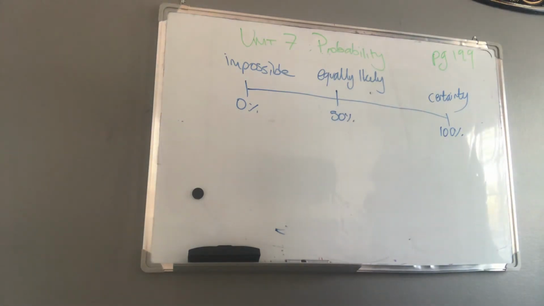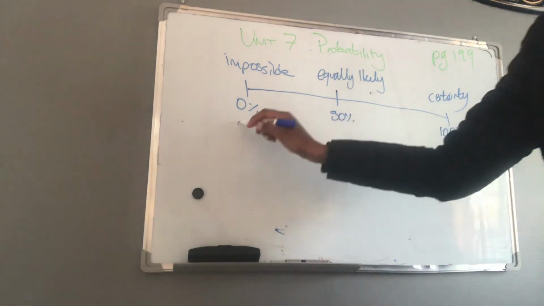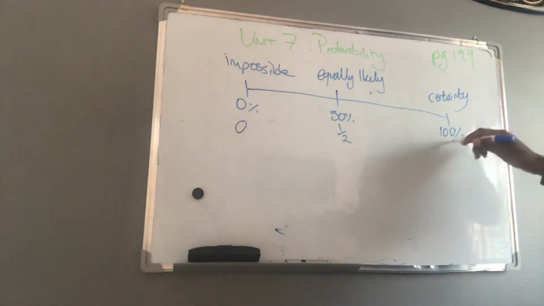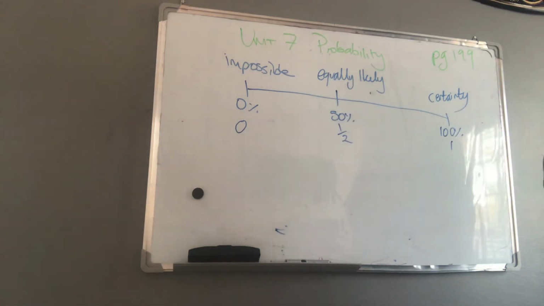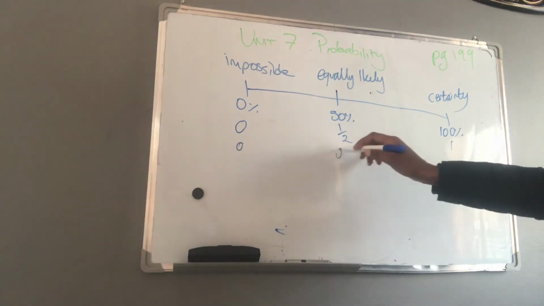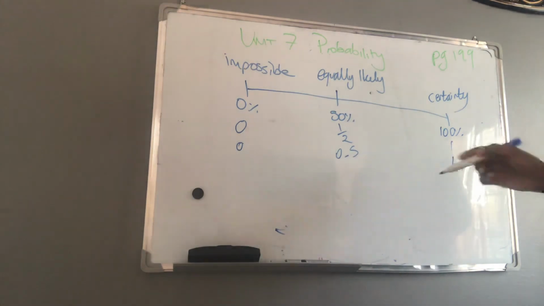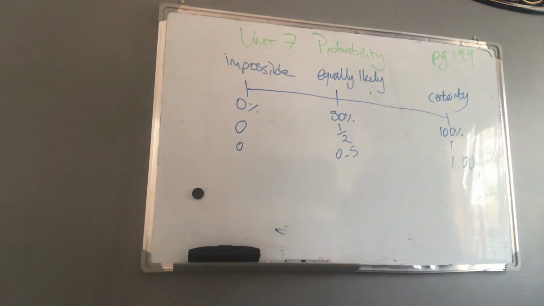So these can also be written in terms of your fractions, which would just be 0, half, and 1 being your 100%. With your decimals, it'll just be in decimal points, 0, 0.5 and 1.